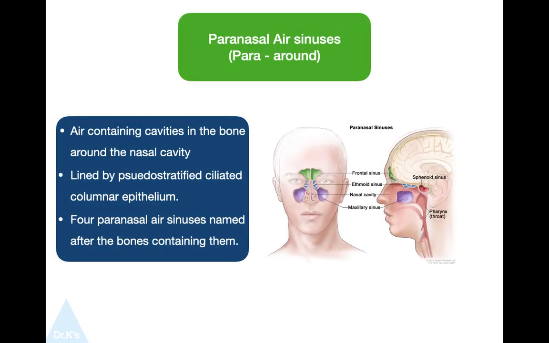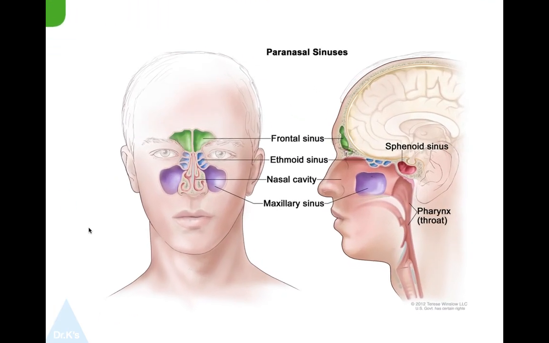Paranasal air sinuses. Air sinuses are air-filled cavities around the nose; para means around the nasal cavity. They are lined by pseudostratified ciliated columnar epithelium because they are a part of the respiratory system. There are 4 paranasal air sinuses, named after the bones containing them. We will discuss them one by one.